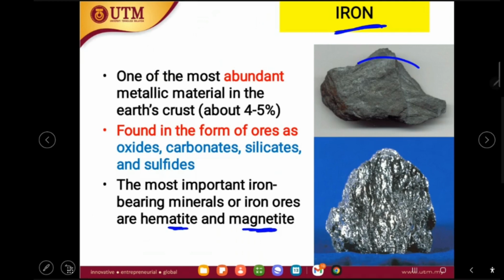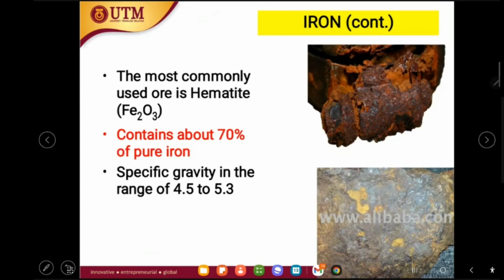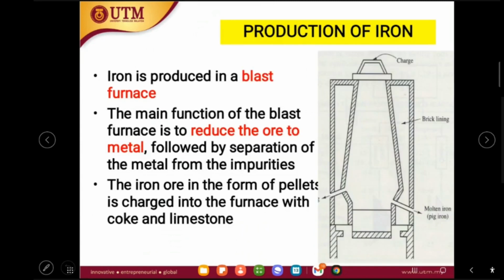If you look here, this is hematite and this is magnetite. The most commonly used ore is hematite, which is an oxide, ferric oxide, and it contains about 70% pure iron, and its specific gravity is in the range of 4.5 to 5.3. We have already talked about the concept of specific gravity in our previous video, so you can check back our previous video.